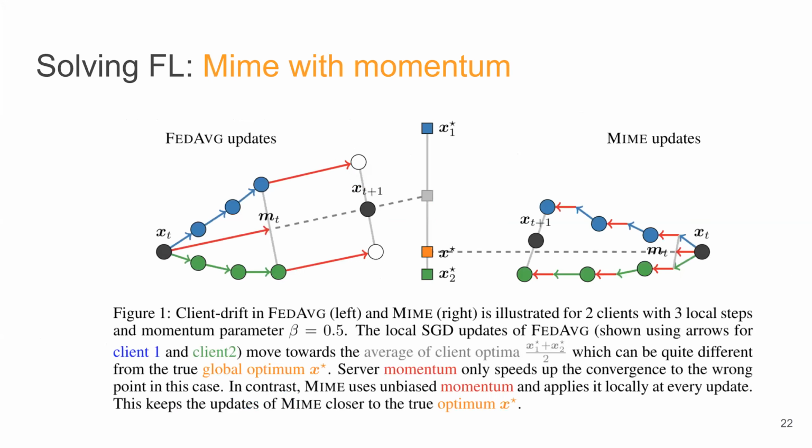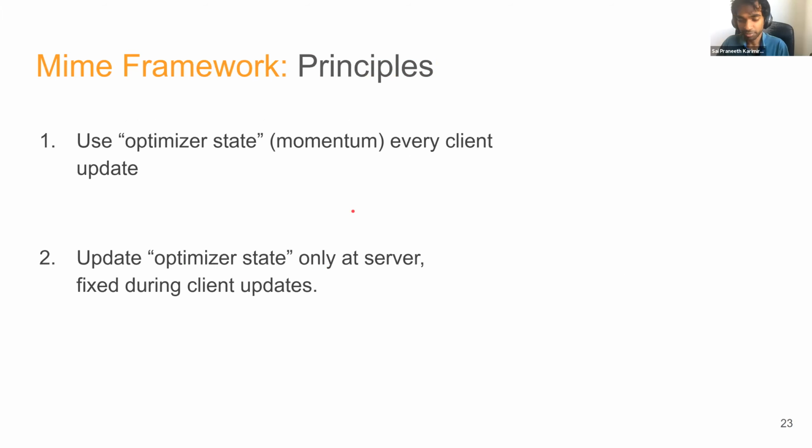Just to repeat again, there were two principles we actually used. There was some optimizer state, which here was the momentum, and we applied this momentum during every step of the client update. And second, this optimizer state was only updated at the server and kept fixed during the client updates. These are the two principles we'll use to generalize this algorithm to arbitrary algorithms.